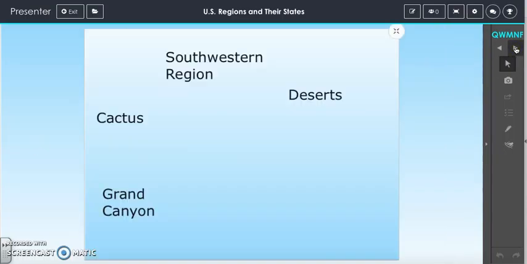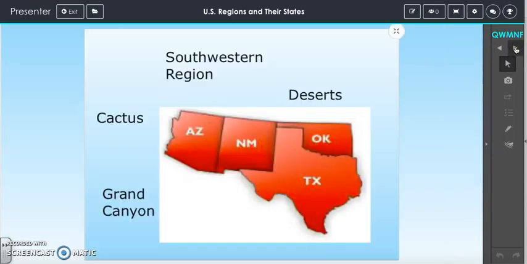The next region is the Southwest region. Another thing you will need to discuss in your project are the landforms in your region. Desert is a kind of landform that you would find in the Southwest region. Some of the vegetation in the desert is a cactus. And a natural landmark in this region would be the Grand Canyon. It was created by nature and it is located in the Southwest region.